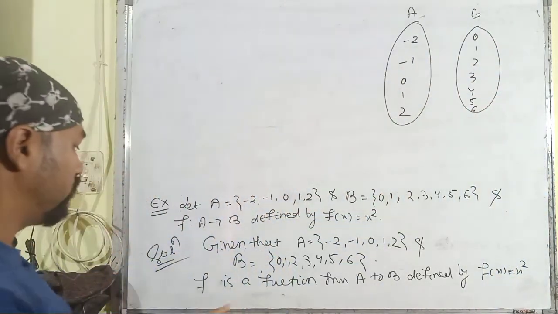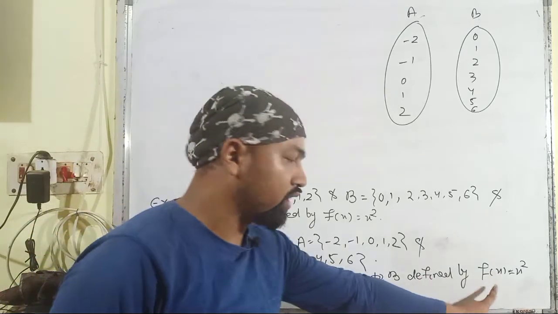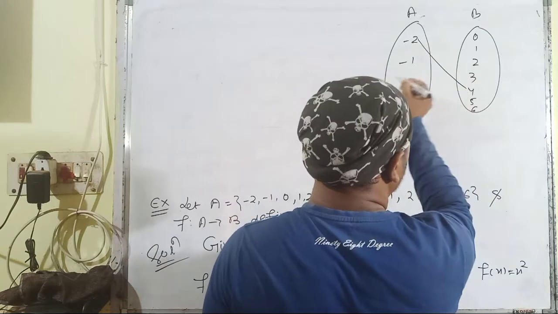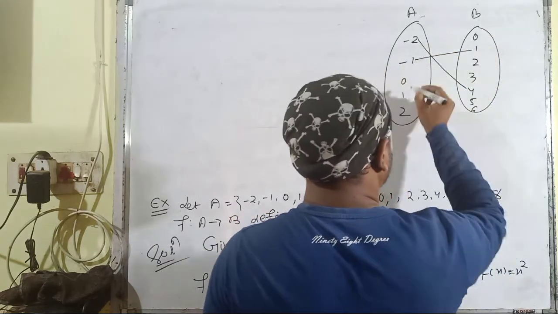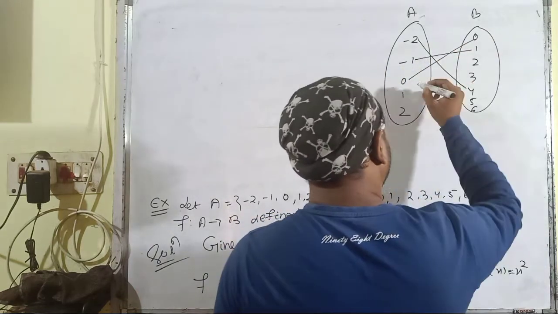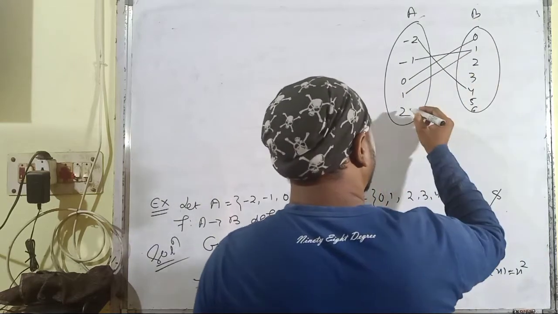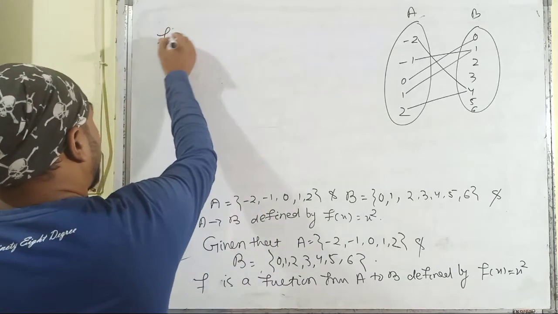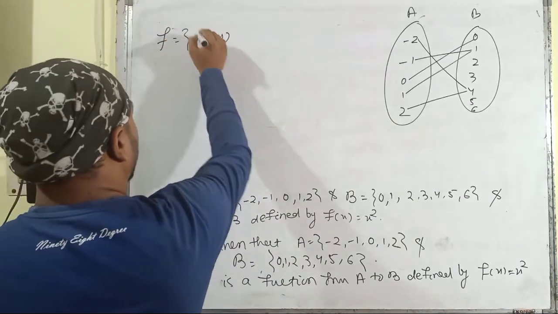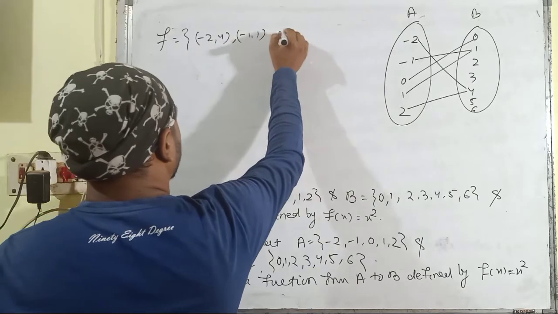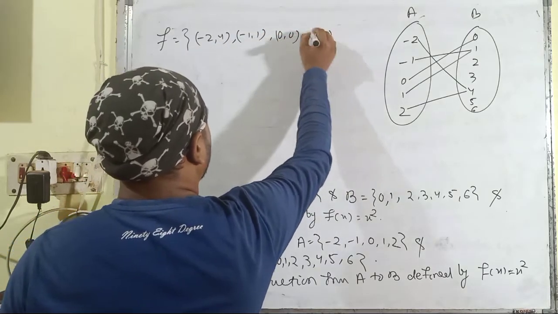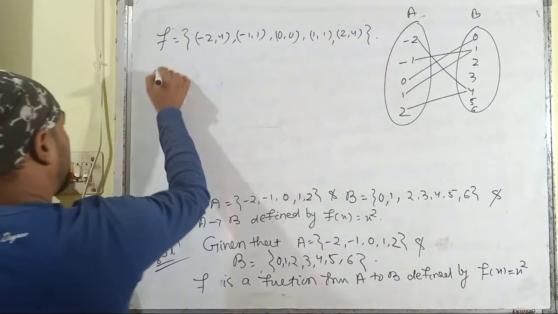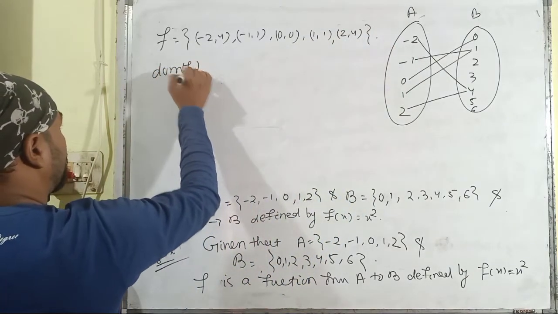And we have to find the function f here by the given condition f of x is equal to x square. That means square of -2 is 4, square of -1 is 1, square of 0 is 0, square of 1 is 1, square of 2 is 4. So the function f is defined as (-2, 4), (-1, 1), (0, 0), (1, 1) and at last (2, 4).